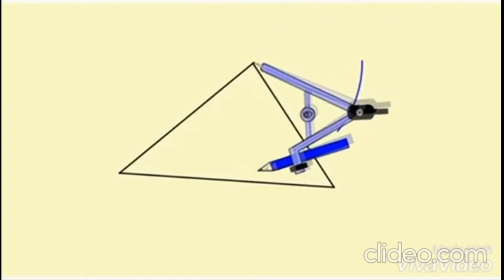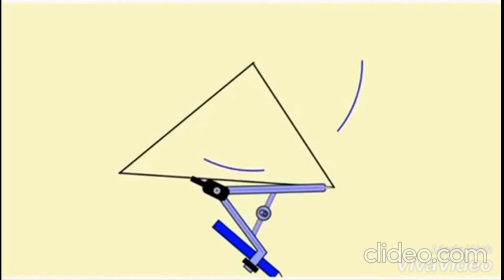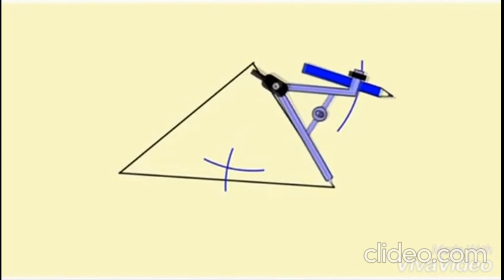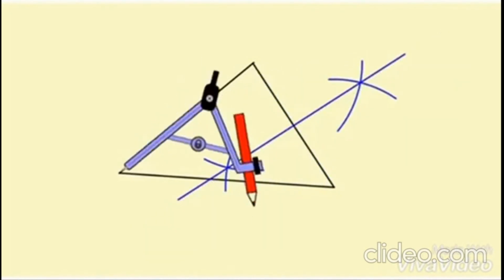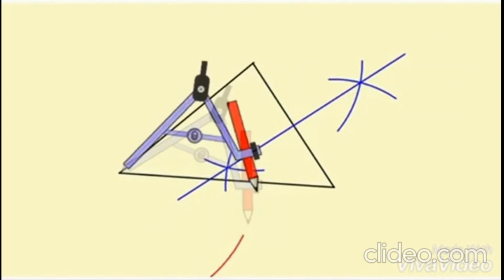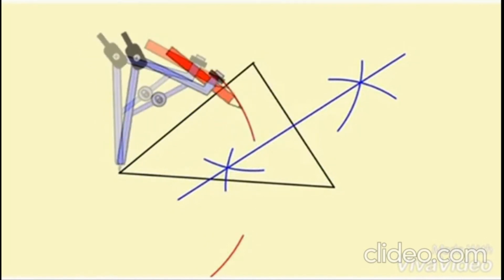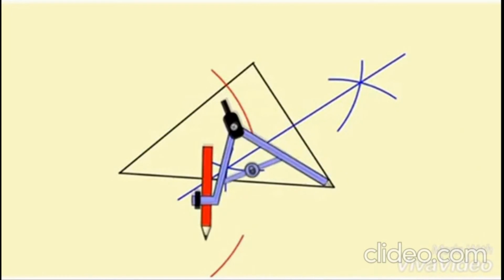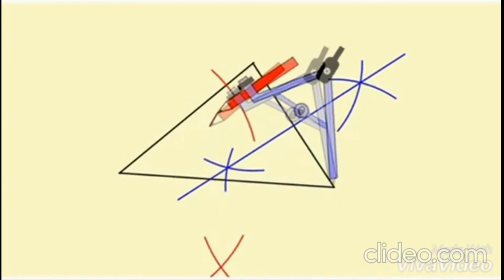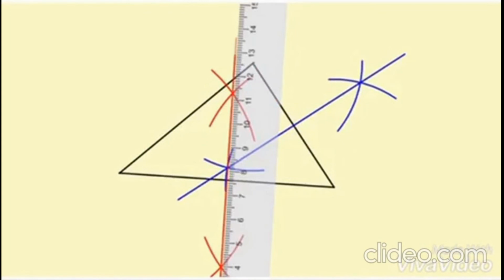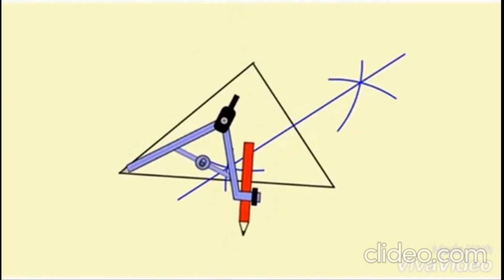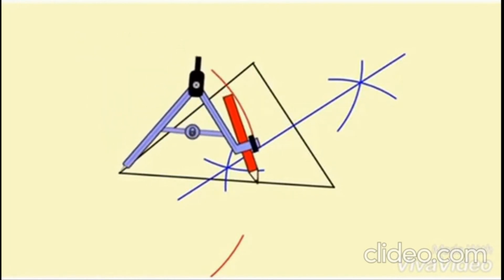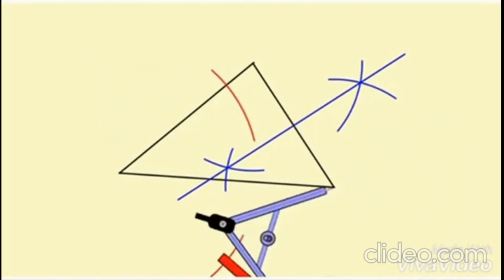Put the point of the compass on one of the vertices. Open the compass so that it is more than halfway to the other vertex. Make an arc above and rotate the compass. Make an arc below. Then you're going to pick up your compass and move it over to the other vertex. Make an arc below, come up, make an arc above. All you have to do is take your ruler and draw a line through the points of intersection of those two arcs. That will give you the perpendicular bisector.